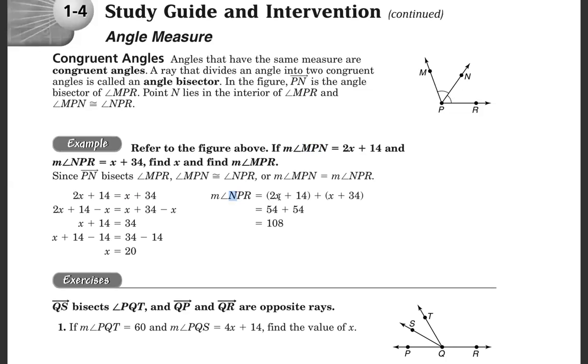So MPR is equal to MPN plus NPR. So that is 2x plus 14 plus x plus 34. And then you replace all the x with 20. So 2 times 20 plus 14 is 54. 20 plus 34 is 54. So 54 plus 54 is 108. So this 108 is the measurement of MPR, not N. It's a typo error. It's MPR, meaning the whole thing is 108. This is just 54. This is also 54.